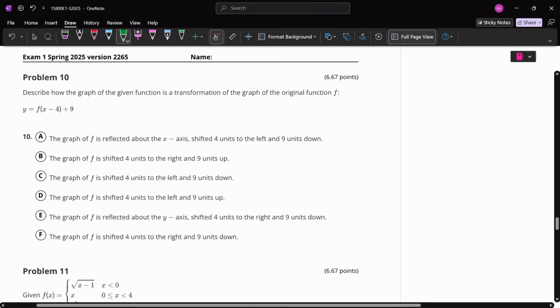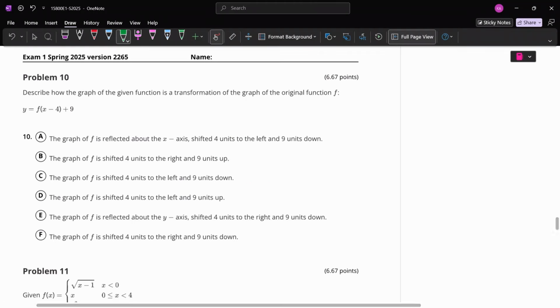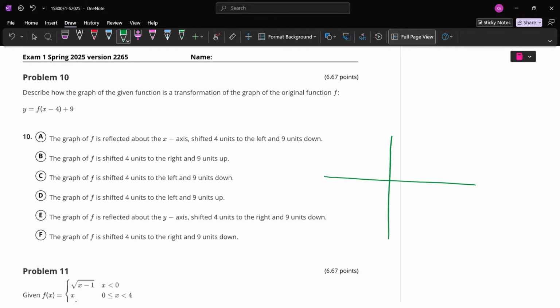Right, so describe how the graph of the given function is a transformation of the graph of the original function f, so y equals f of x minus 4 plus 9. So basically, this question is asking us how the function is going to shift along a graph based off of the manipulations that were given here. So the first thing I'm going to do is draw a plane here, and this will make it easier to explain this.